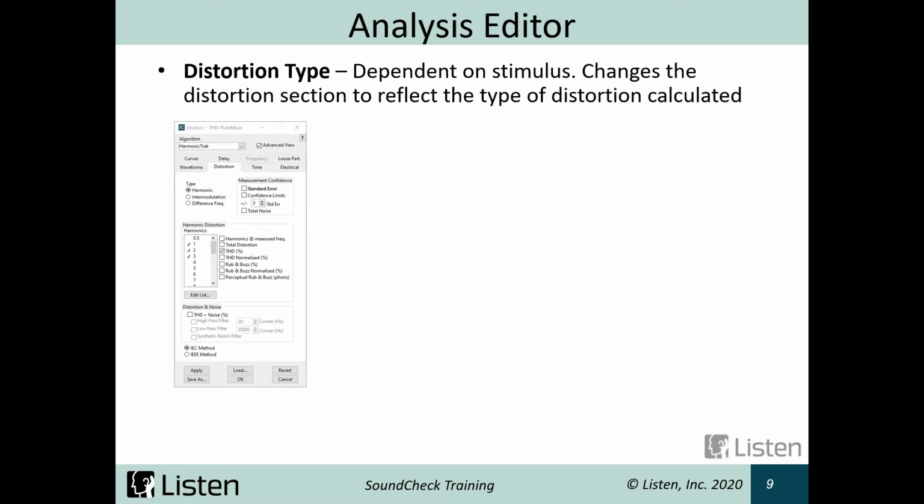I get a list of harmonics available. As I enable these, harmonics are going to be output to the memory list. Here I have harmonics 1, 2, and 3 selected. That means I'll get the frequency response, harmonic 2, and harmonic 3. This also will affect which harmonics are used to calculate the different distortion parameters.